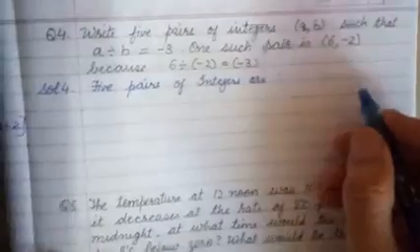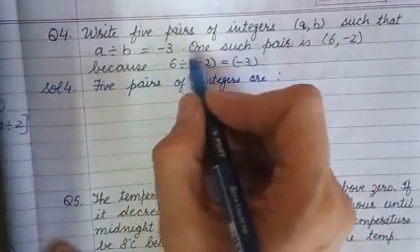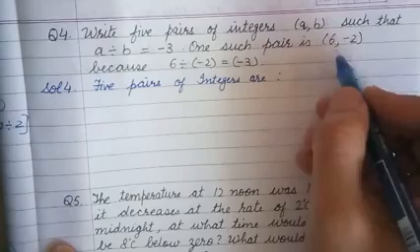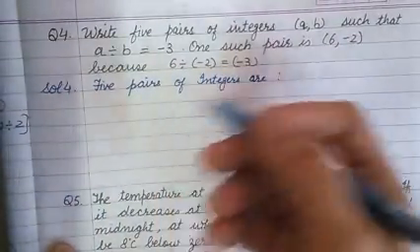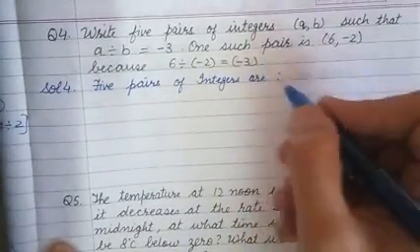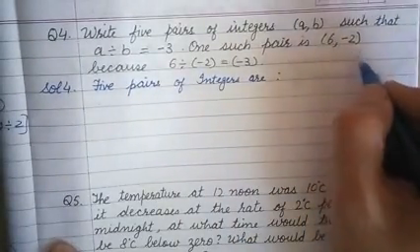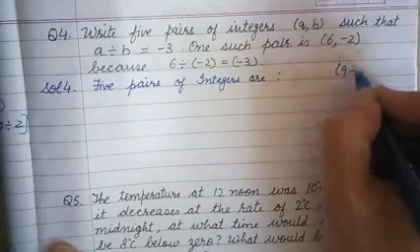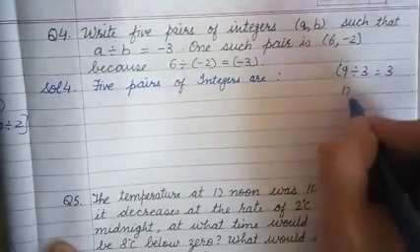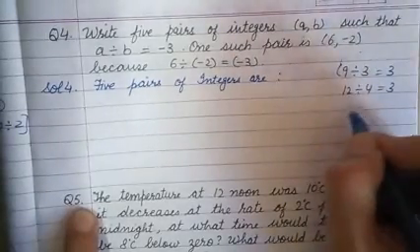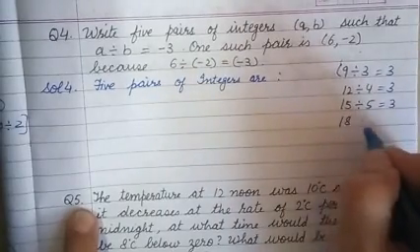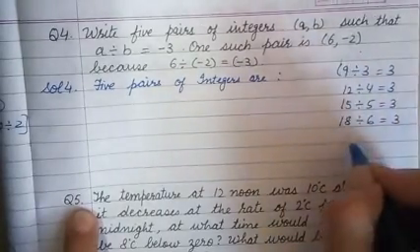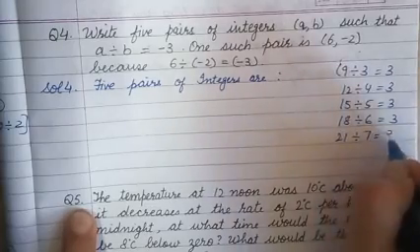Now here write 5 pairs of integers a and b such that a divided by b is -3. One such pair is 6 and -2, because 6 divided by -2 is -3. Now here what we are doing, we will see the table of 3. Table of 3, here if 9 we are dividing by 3, 3. 12 divided by 4 is 3. 15 divided by 5 is 3. 18 divided by 6 is 3. 21 divided by 7 is 3.